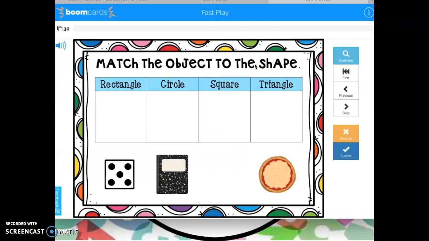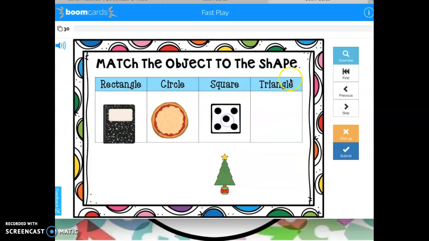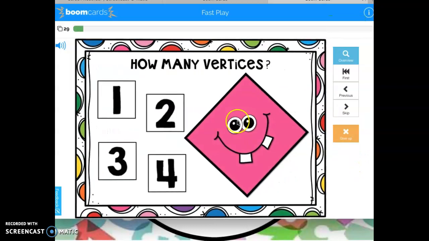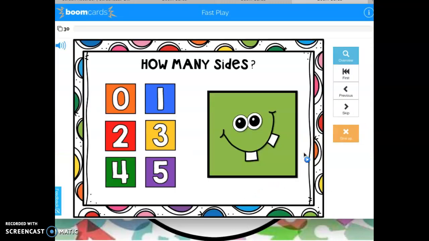Let's go back to our other activity. This is going to be the other homework. This one says match the object to the shape. So the first one is a rectangle, circle, square, and triangle. And then you check. Very good. And our last one is going to be this one.